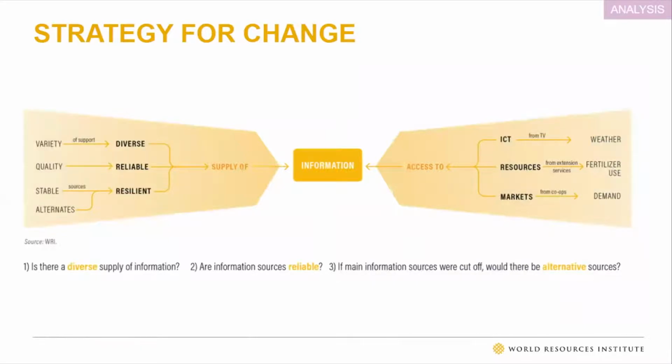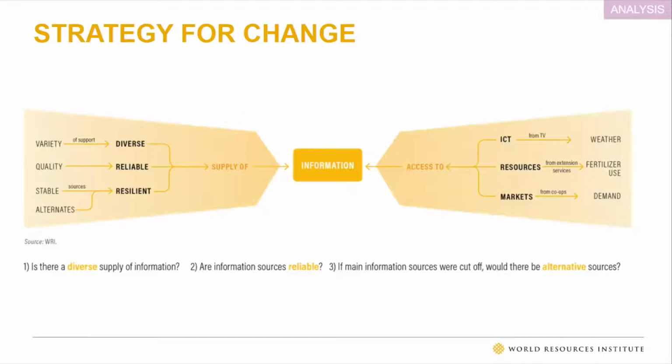Are information sources reliable? If the main information sources were cut off, would there be alternatives? This idea being that information is a key resource for restoration. And you can also look at access. Is there access to information, communication, and technology? Is there access to resources like extension services? Is there access to markets?